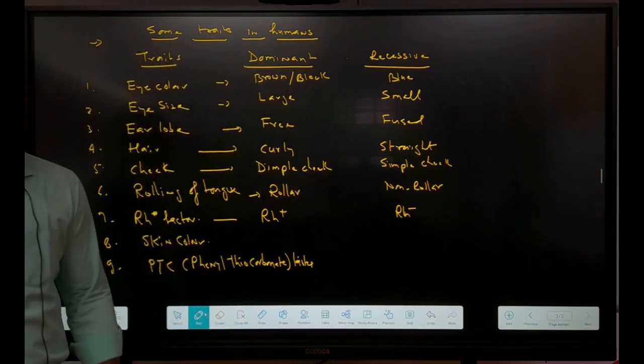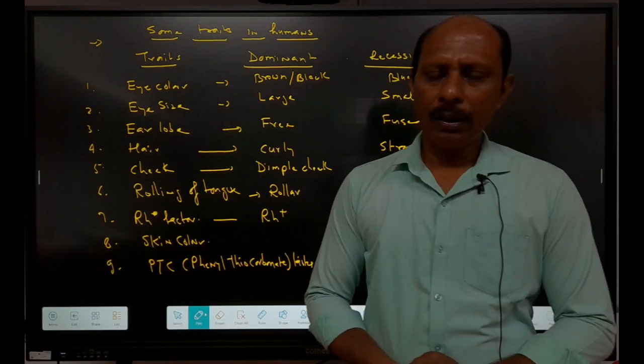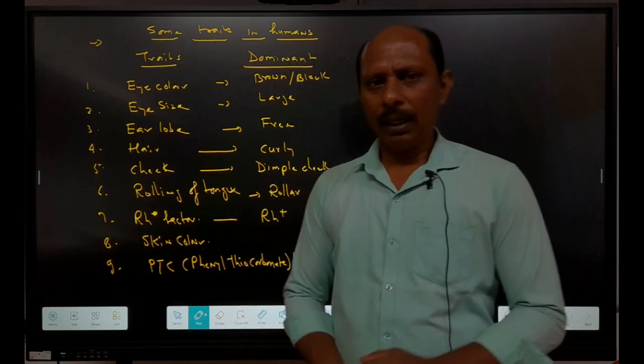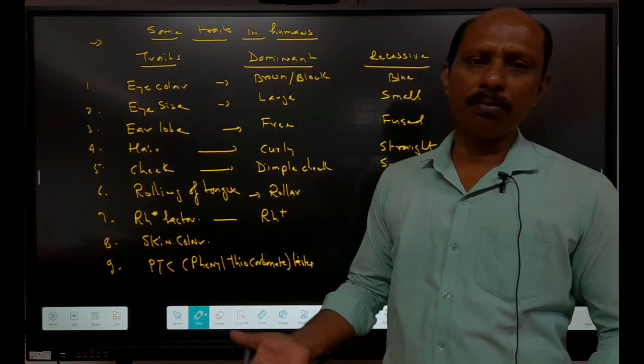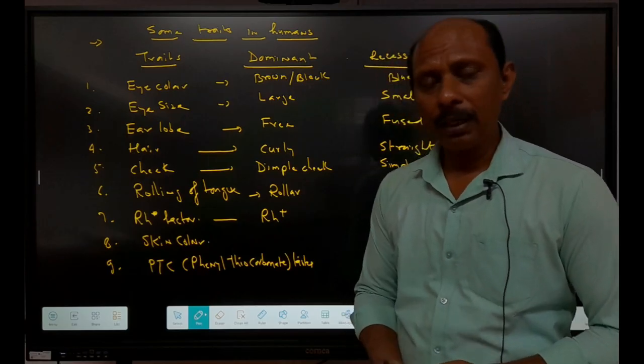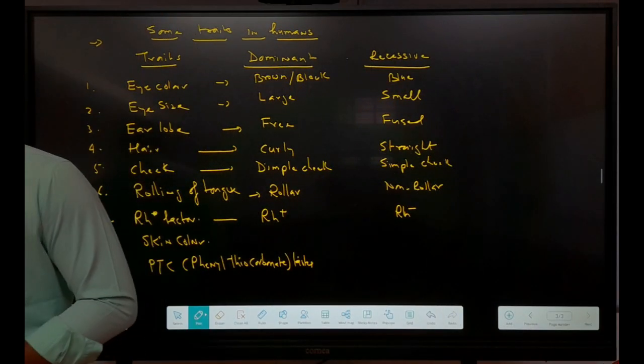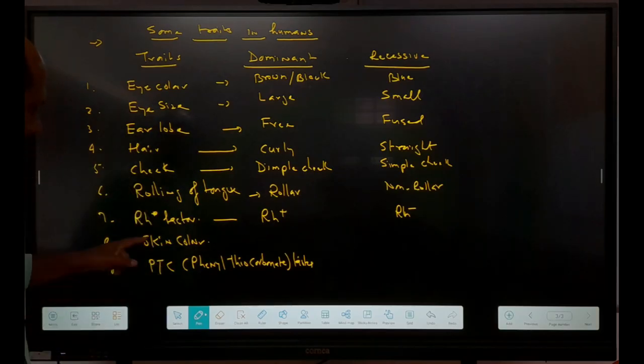That's why 80% of the total world population is RH positive. Only 20% are RH negative. And when we consider India, it is a very high rate. 97% are RH positive and only 3% are RH negative.